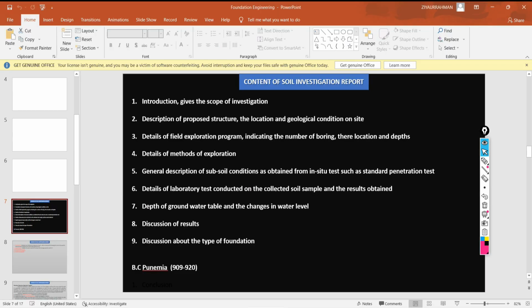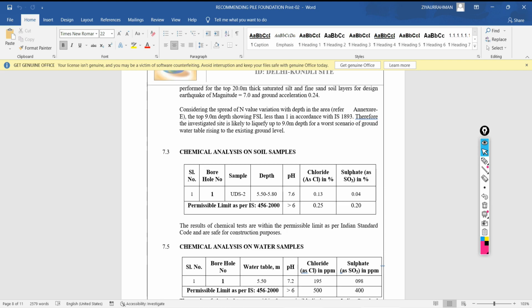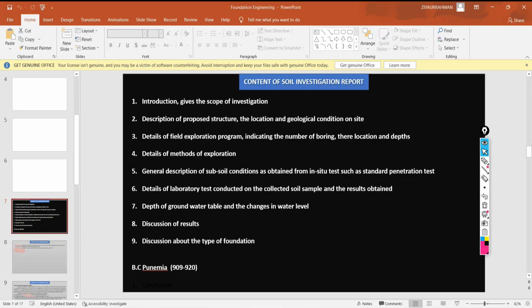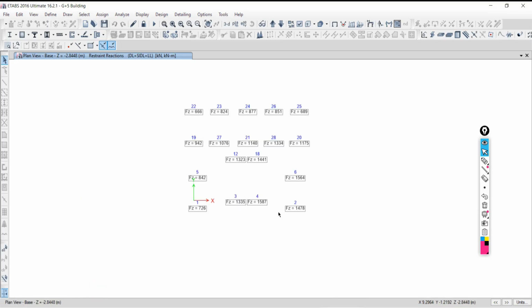So smartly, here we are not going to design individual footings for all the columns. We are going to take groups. We are going to create groups of footings. So first we need to set the range.